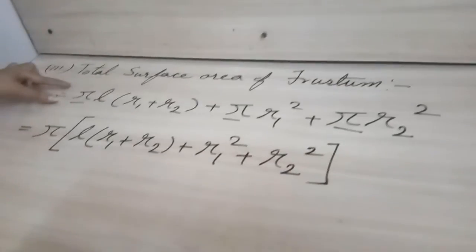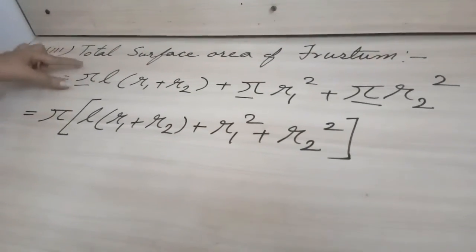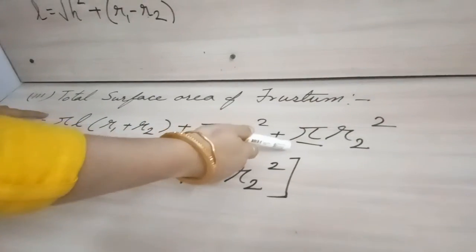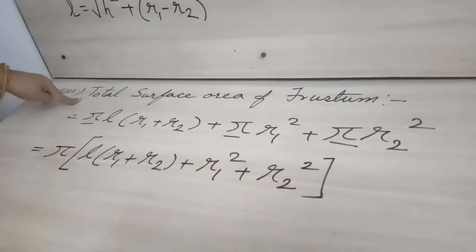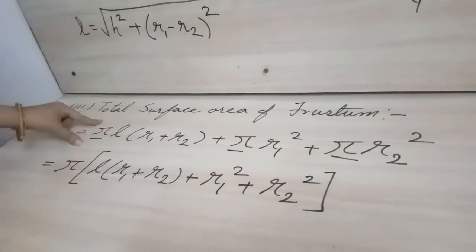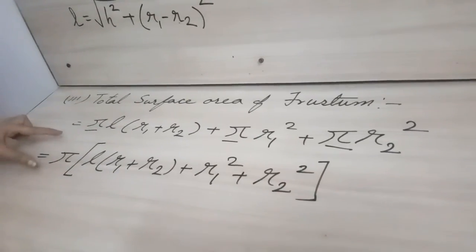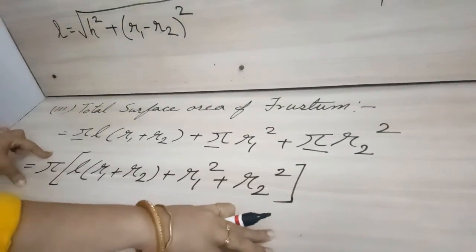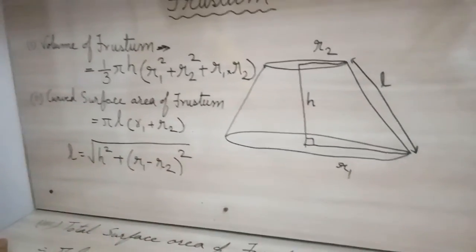I am teaching you both the formulas. You are free to use wherever it's required. When they have given the area of base and top and they are asking to find a total surface area, then use this formula, it will become easy. But if they have given only the measurement R1, R2 and L, then use this formula, which will make your work easy. Clear?